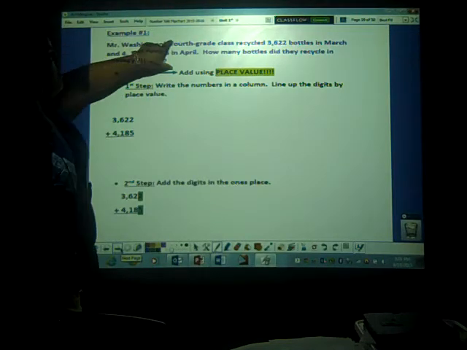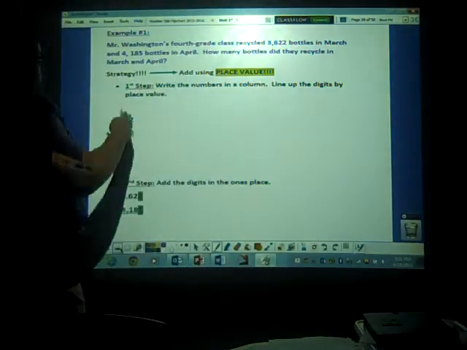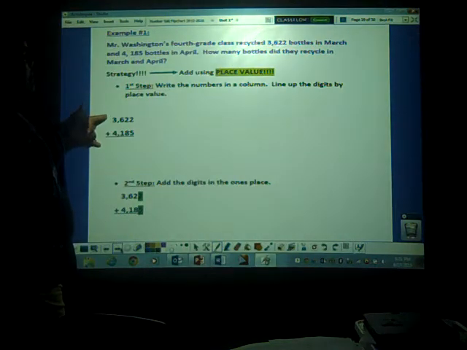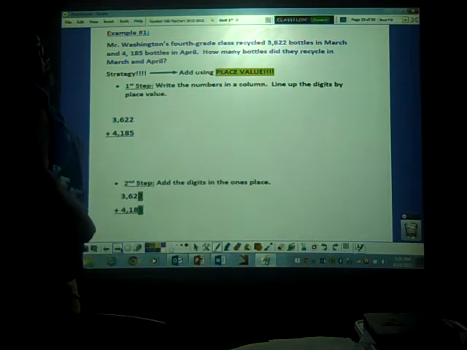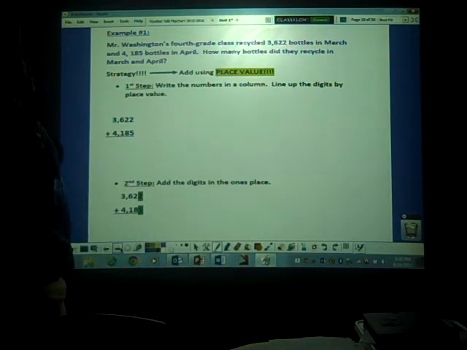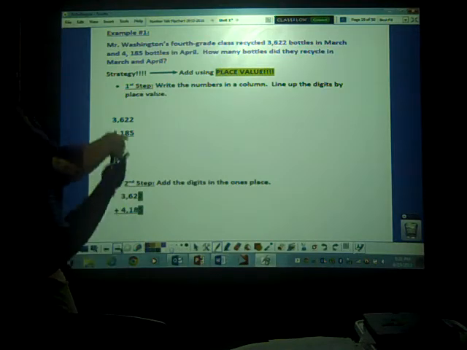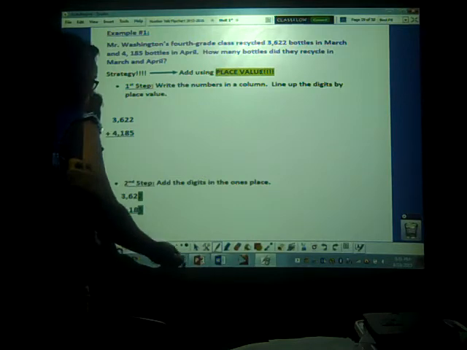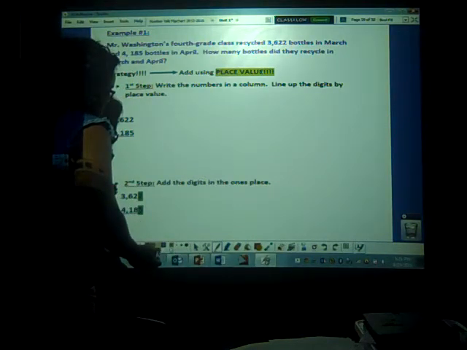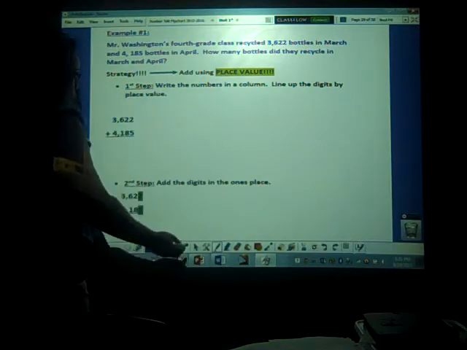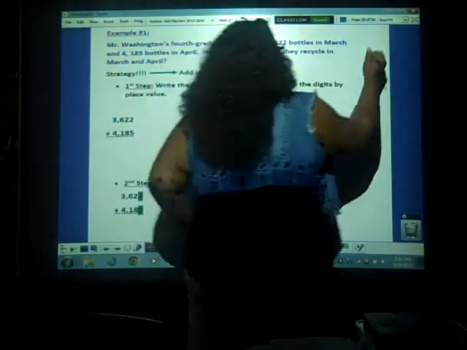Here's our first example. What you guys can do is pause, write this down in purple, and then we're going to do this step by step. This is the actual problem that we have. Mr. Washington's 4th grade class recycled 3,622 bottles in March and 4,185 bottles in April. How many bottles did they recycle in March and April? So this is obviously a word problem. And in our word problem, it's much easier to use cubes as a strategy to solve your word problems.